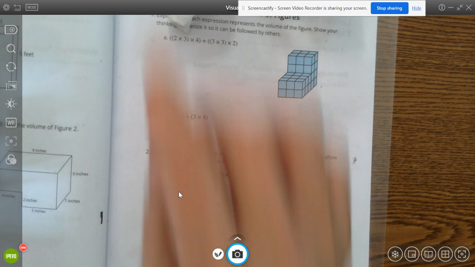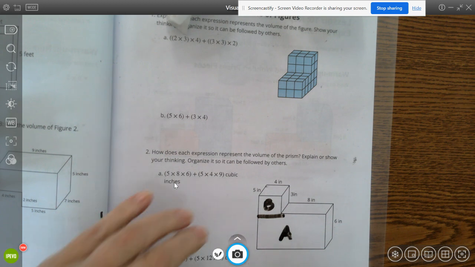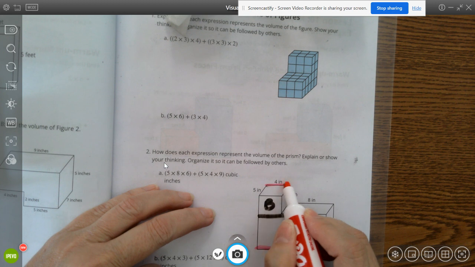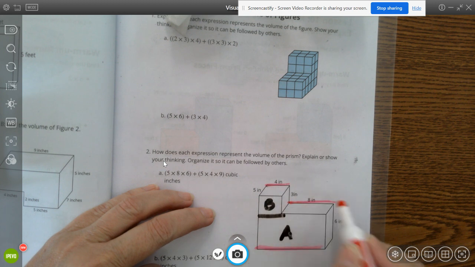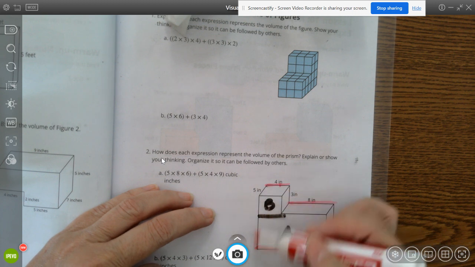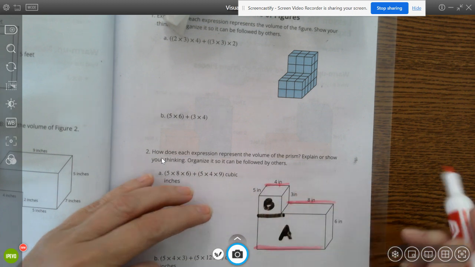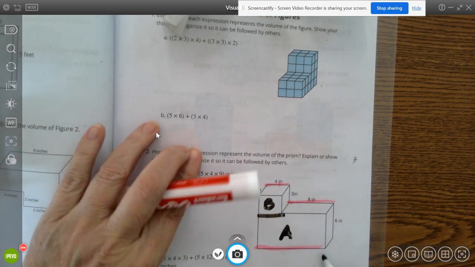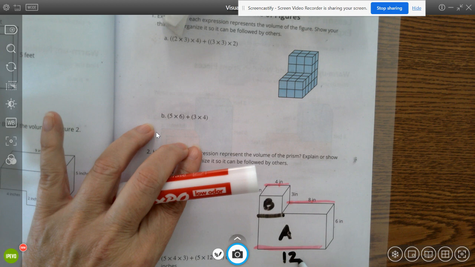Okay. This line right here is the same as this line and that line. They are all across lines. And if you add those two together, they're the same distance across. So 4 plus 8 equals 12. Label this 12.